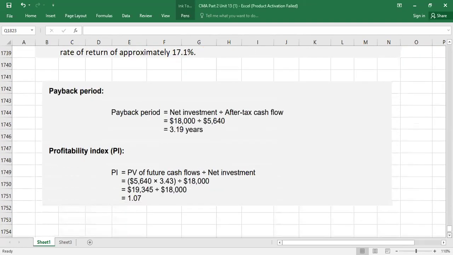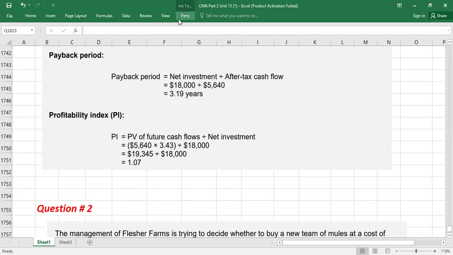Now, guys, we are going to calculate the payback period. Please remember, for the payback period we again have two scenarios. What if cash flows are even? Yes, in this question cash flows are even, because every year you are getting $5,640 after tax, and these are even from year 1 to 5.